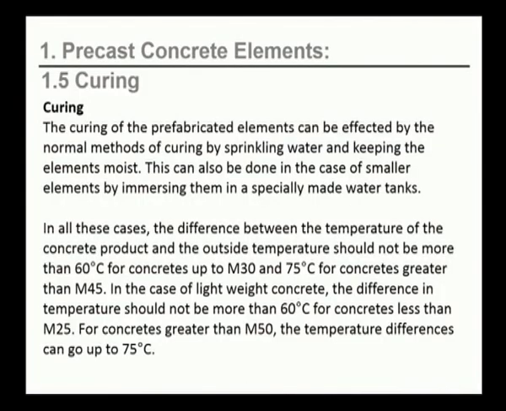water tank. In all these cases, the difference between the temperature of the concrete product and the outside temperature should not be more than 60 degrees Celsius for concretes up to M30 and 70 to 75 degrees Celsius for the concrete greater than M45. In the case of lightweight concrete, the differences in the temperature should not be more than 60 degrees Celsius. For concretes greater than M50, the temperature difference can go up to 75 degrees Celsius.